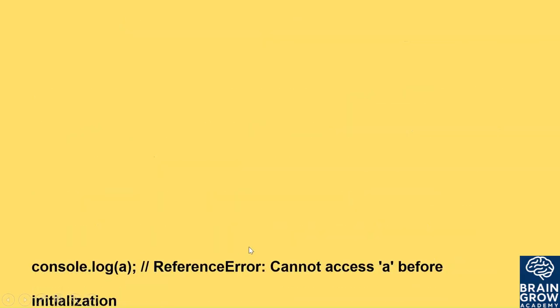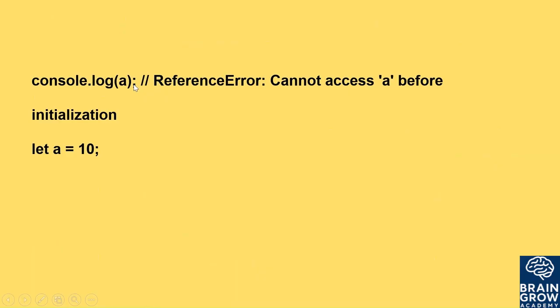So you can see this example: console.log a, and after that we declare a is equal to 10, so we cannot access it before the initialization, so that's why it gives a reference error, and within this time it is called the temporal dead zone. So in the next video we will discuss practical questions.